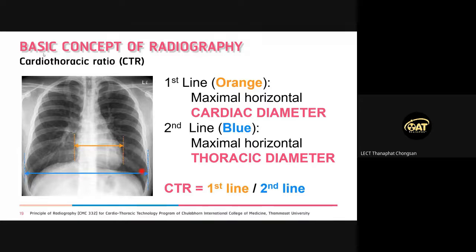The second line is the blue line. It measures the maximum horizontal thoracic diameter. After that, take the first line divided by the second line, and we will get the CTR score.